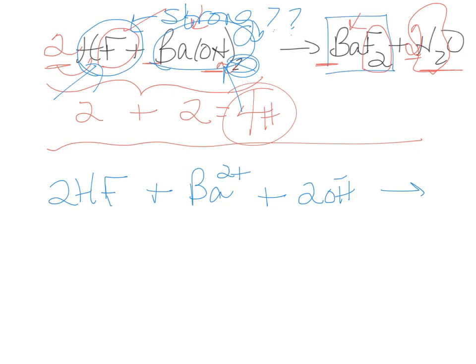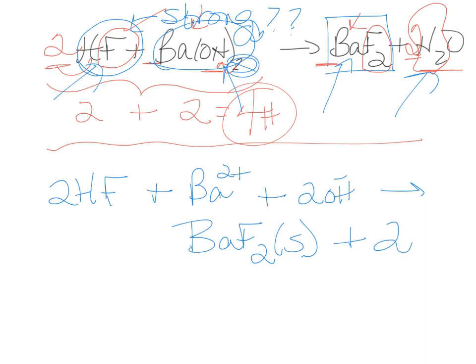Barium fluoride. Is that soluble? Fluorides in general are not soluble. Of course, if they're combined with a metal from group 1A, they would be, but barium is from group 2A. So that is not very soluble. So we're going to keep that intact and call it S for solid. And finally, water. Water is a covalently bonded compound. It never separates.